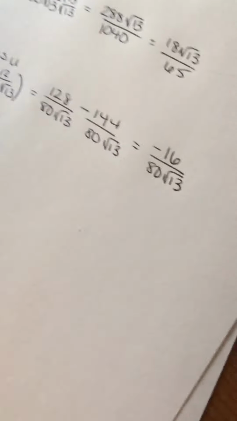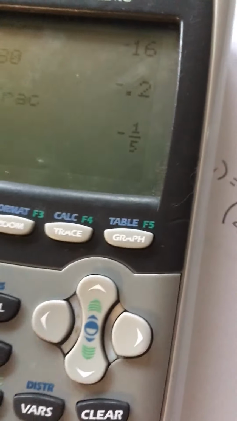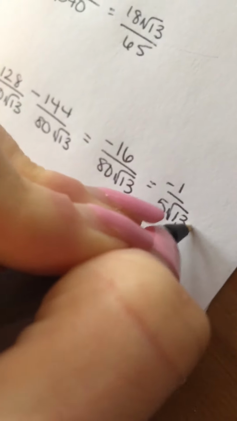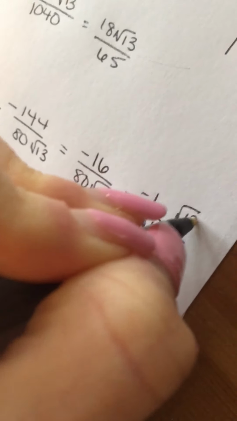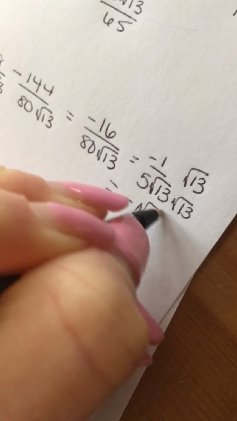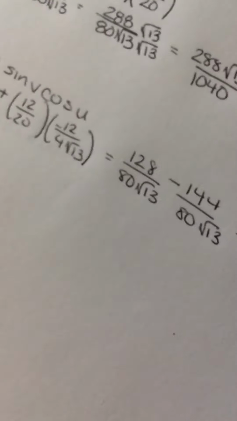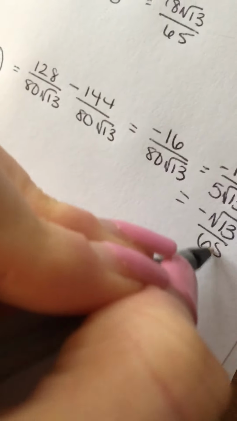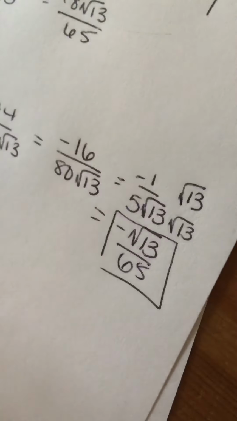Okay, now we can rationalize here. We can simplify here. If we simplify here, we should get a nice fraction, negative 1/5, okay? And then we can just rationalize, times root 13. So I get negative root 13, and then 5 times 13 on the bottom is 65. Whew. Looks good.